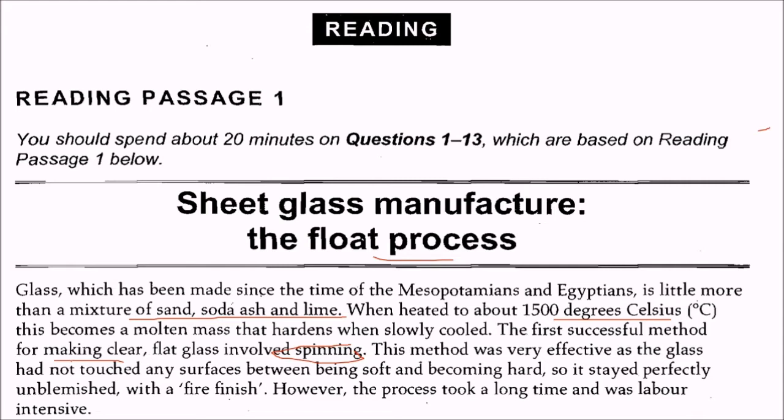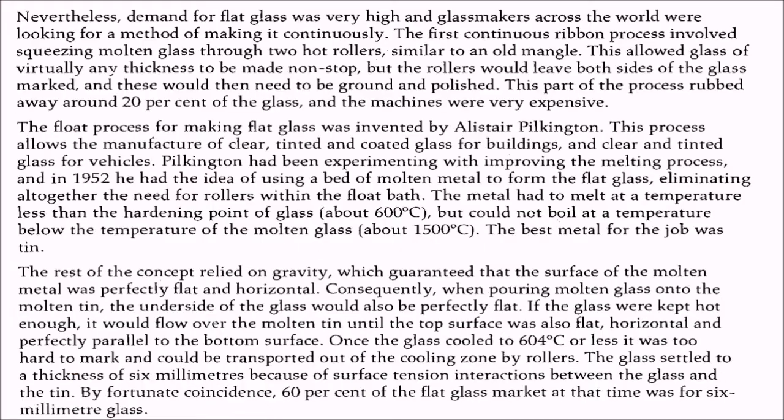This method was very effective as the glass had not touched any surface between being soft and becoming hard, so it stayed perfectly unblemished with a fire finish. However, the process took a long time and was labor intensive. Nevertheless, demand for flat glass was very high and glassmakers across the world were looking for a method of making it continuously. The first continuous ribbon process involved squeezing molten glass through two hot rollers, similar to an old mangle.